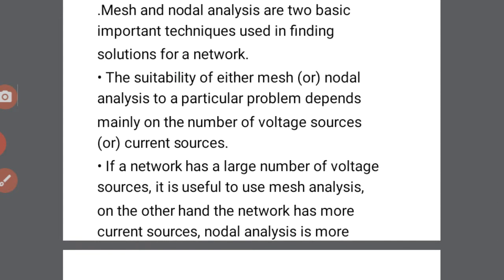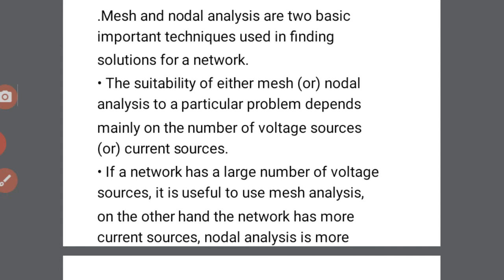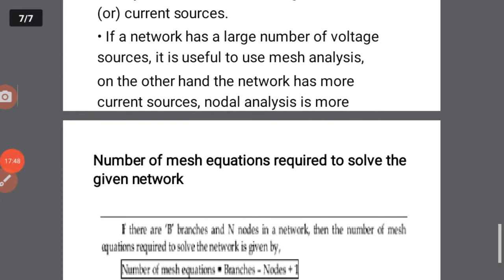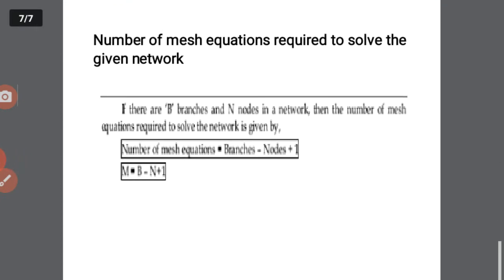If a network has a large number of voltage sources, it is useful to use mesh analysis. On the other hand, if the network has more current sources, nodal analysis is better. So how do we select between these two? Suppose a network has a large number of voltage sources, then the best method is mesh analysis. If the network has more current sources, nodal analysis is more suitable.